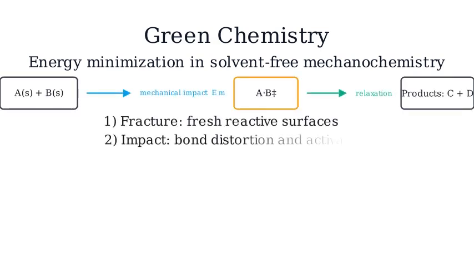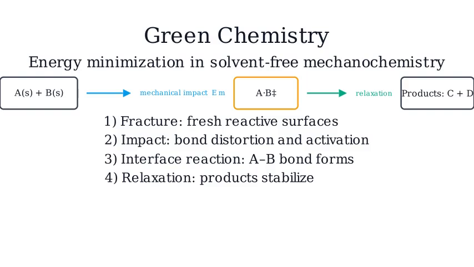The sequence at the particle level is fourfold. 1. Fracture and fresh surface creation. 2. Collision-induced bond distortion. 3. Formation of the new bond between A and B right at a solid-solid interface. 4. Relaxation to products with minimal energy lost to a solvent cage because there is no solvent.